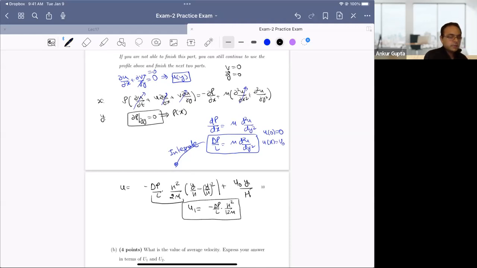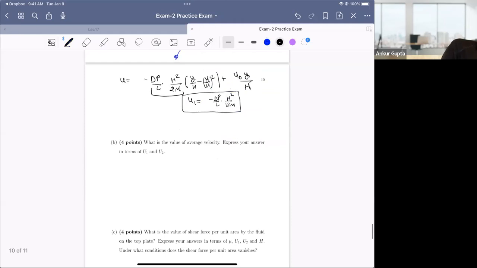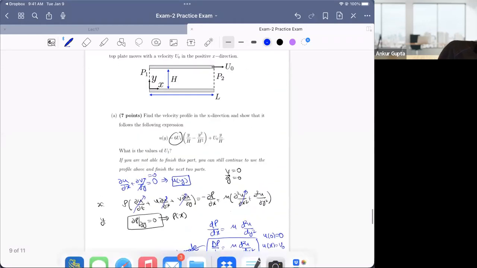Because 6u1 is that. So this is my u1. So now the question is, what is the average velocity? Express your answer in terms of u1 and u2. So the average velocity, u bar or u average, is equal to, we go from 0 to h, I believe.